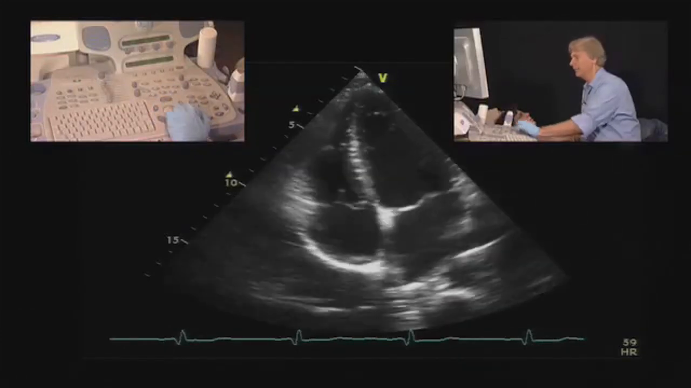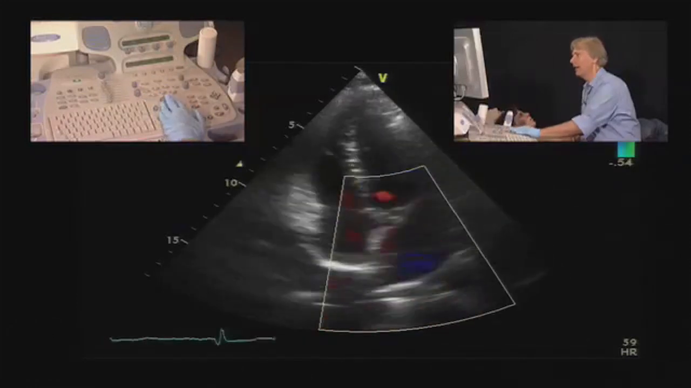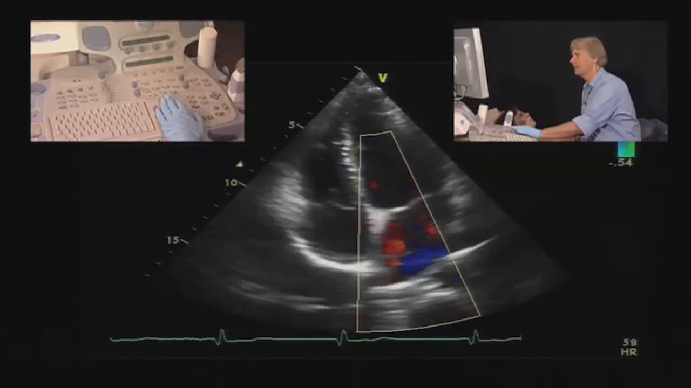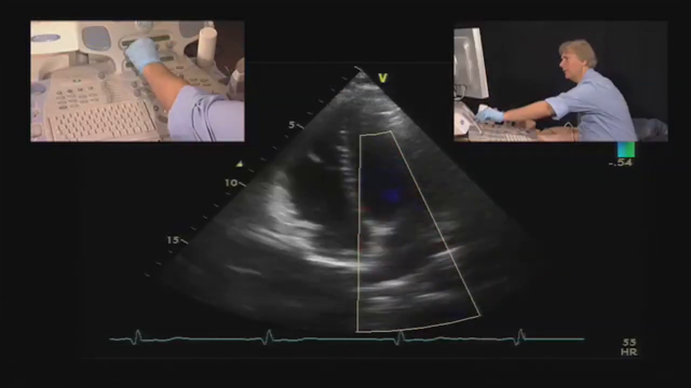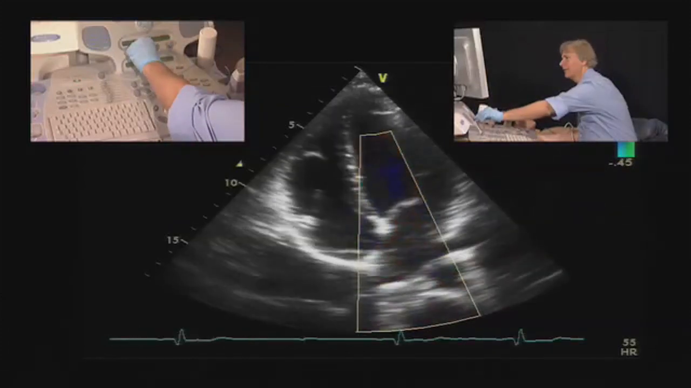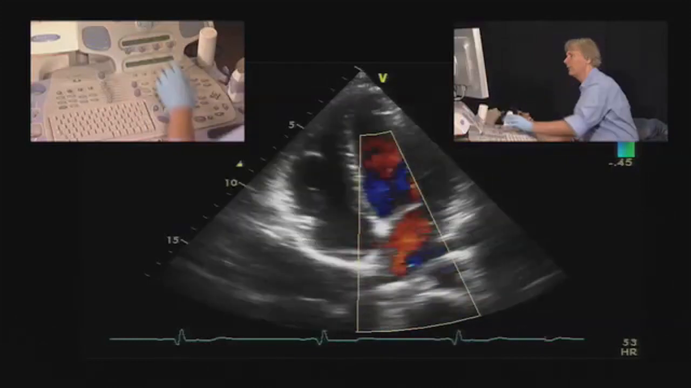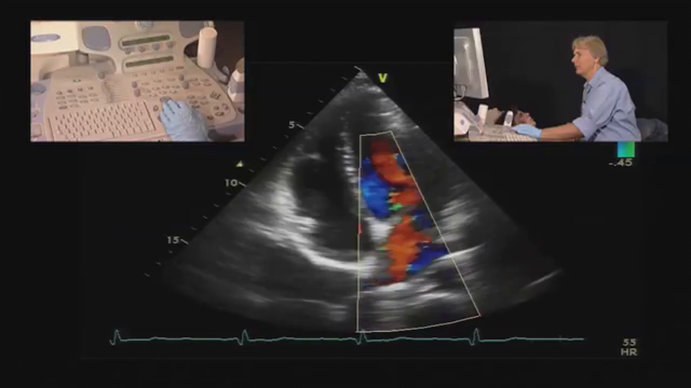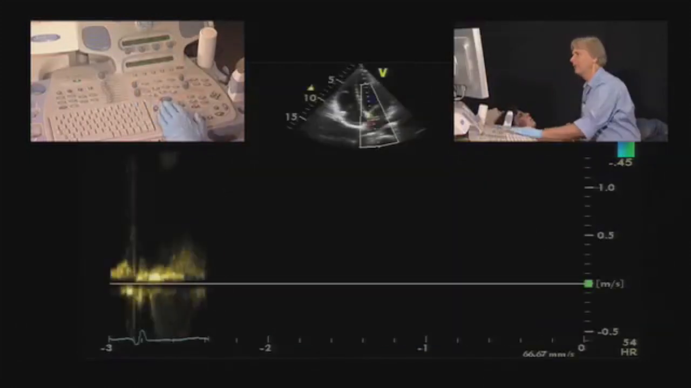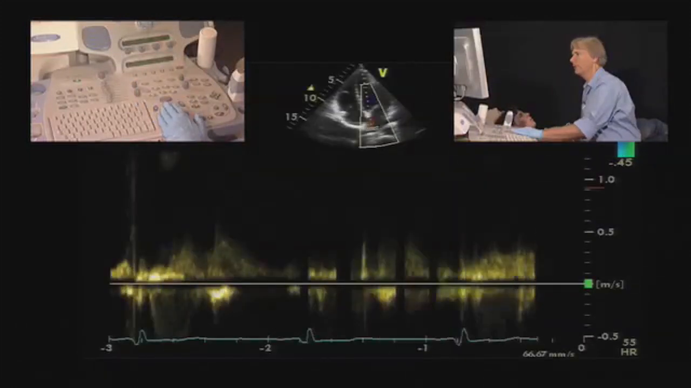And then I would first place the color Doppler and just try to visualize the inflow. You can decrease the PRF, then you can see the low flow velocities of the pulmonic veins better. And then I use this as a reference to place my pulse wave Doppler sample right here at the origin of the pulmonic veins.